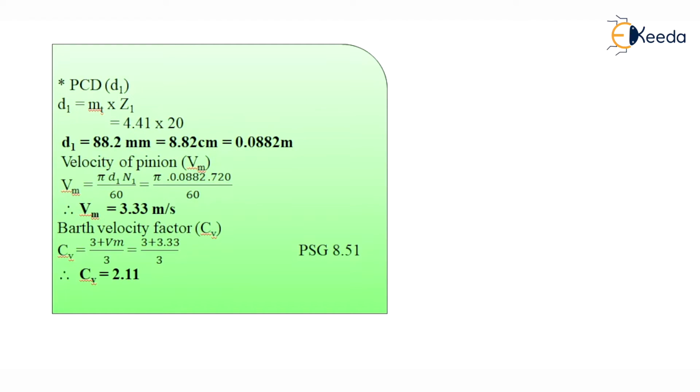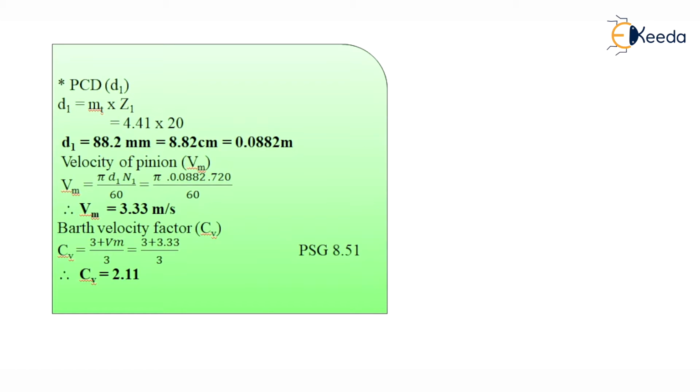Next, pitch circle diameter, that is D1. So D1 is equal to Mt into Z1. So I get the value of D1 as 88.2 mm, that is 8.82 centimeter. Velocity of pinion, that is Vm, is calculated with the formula pi d1 n1 upon 60. After substituting the value of d1 as 0.0882, that is in meter, and n1 as 720 rpm, I get the value of Vm as 3.33 meter per second.